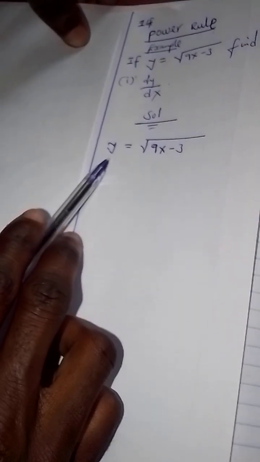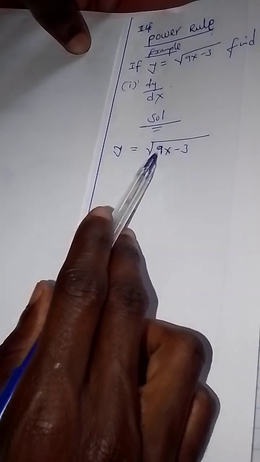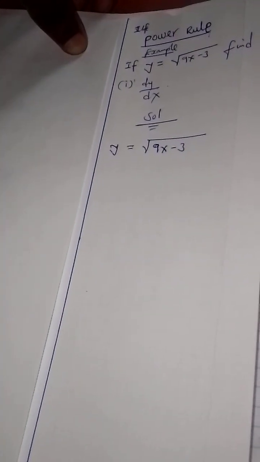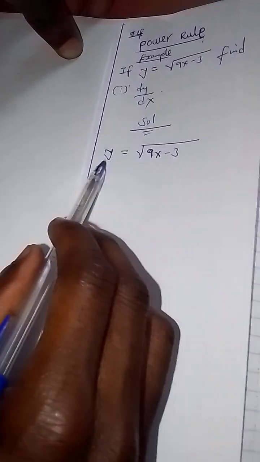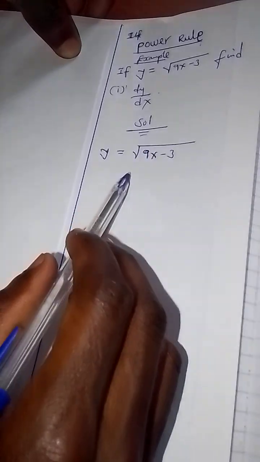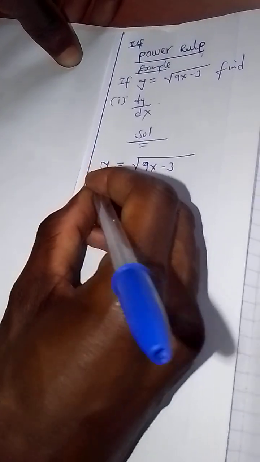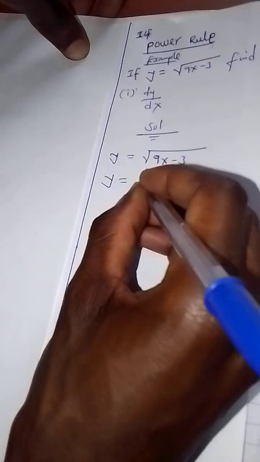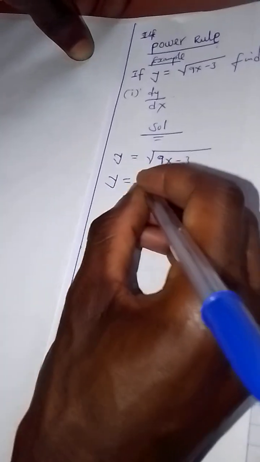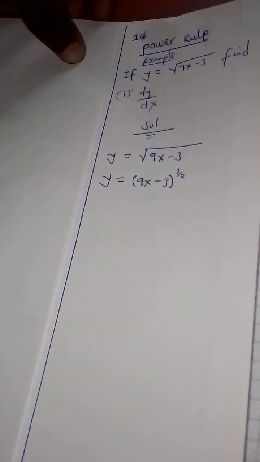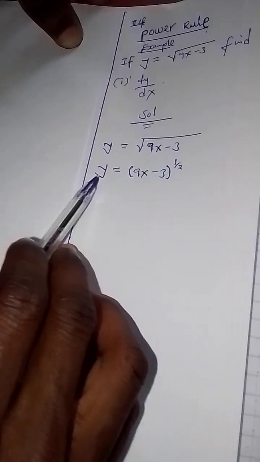Now we have this function y is equal to the square root of 9x minus 3. They want us to find dy/dx. How can we find dy/dx? Here, the way it is written, we cannot find dy/dx. We need to rewrite it so that this function is in power form. The other way of writing this is (9x minus 3) to the power half, like this. Now the way it is written, we can differentiate it.